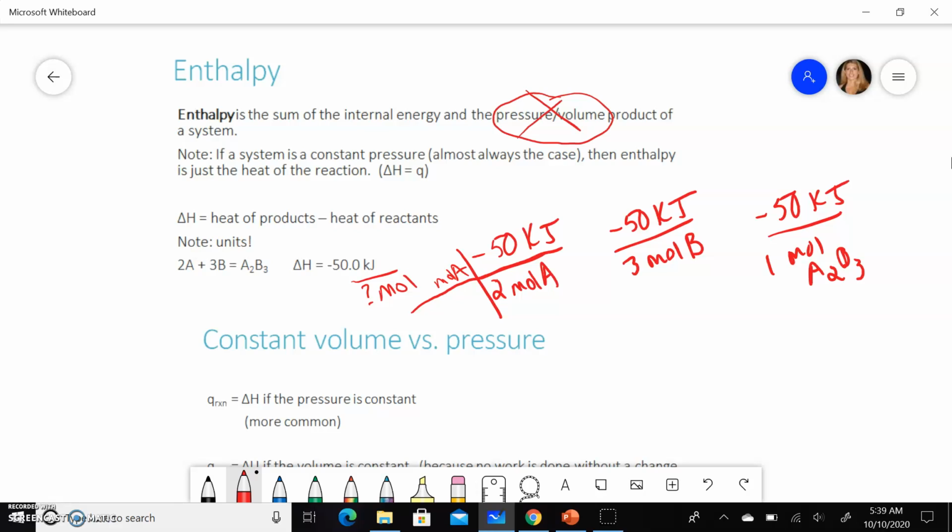So the whole point is, if you have delta H off to the side, in order to get the amount of energy that they're asking you about, you're going to have to cancel that unit of moles. Even though you can't see moles in the question, it doesn't look like it's per mole, you just have to know that it's dependent on the moles from the reaction.